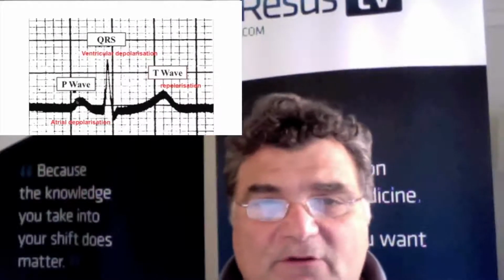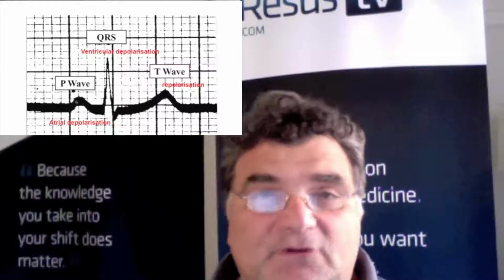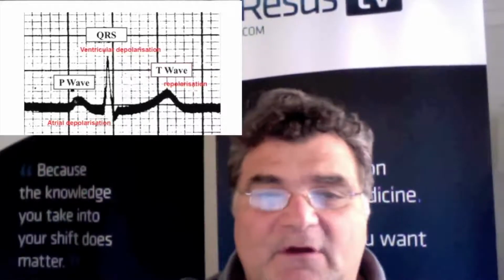Now I'm not going to tell you how to suck eggs. The QRS complex is the QRS complex, and you guys know it. So the P wave is for atrial depolarization. The QRS is ventricular depolarization, and the T wave represents repolarization.